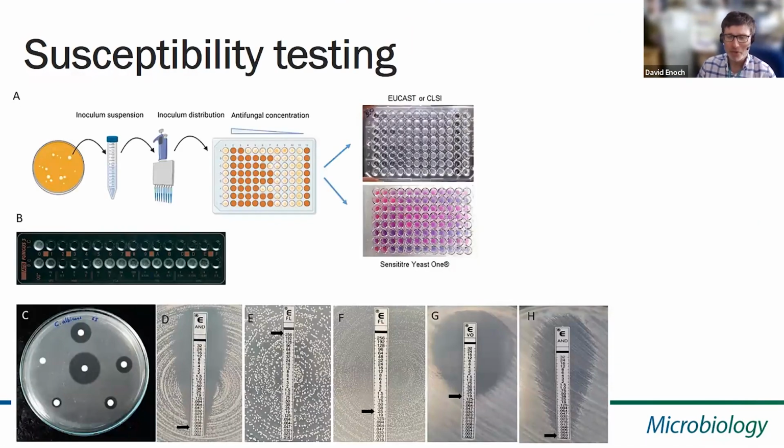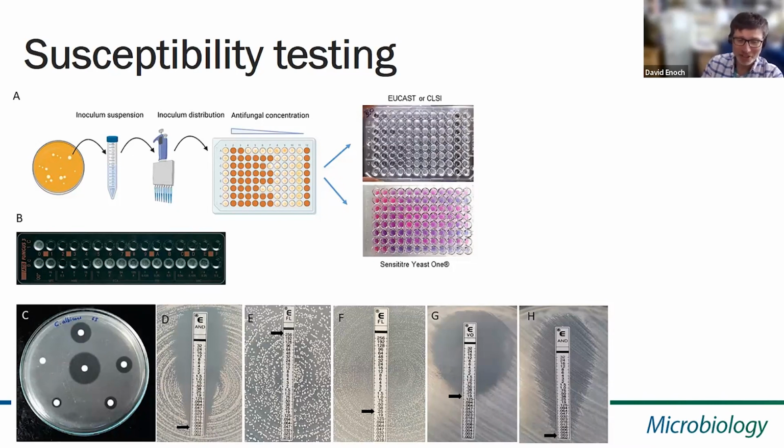So that's what we do in Cambridge. In terms of susceptibility testing, it can be very difficult with Candida, but it's really quite important to do. So bottom left is typical disc diffusion. Yeah, we struggle with that in Addenbrooke's.